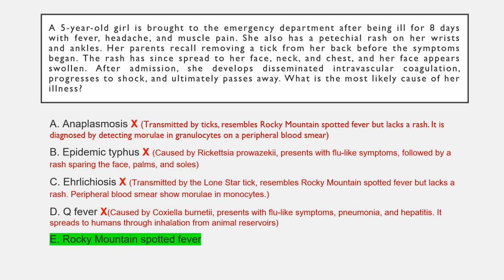Option B is incorrect as epidemic typhus is a louse-borne disease caused by Rickettsia prowazekii. The prodromal period is characterized by influenza-like symptoms followed by a maculopapular and petechial rash that starts on the trunk and spreads peripherally, sparing the face, palms, and soles.